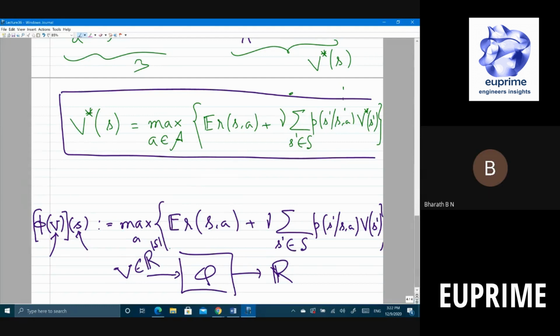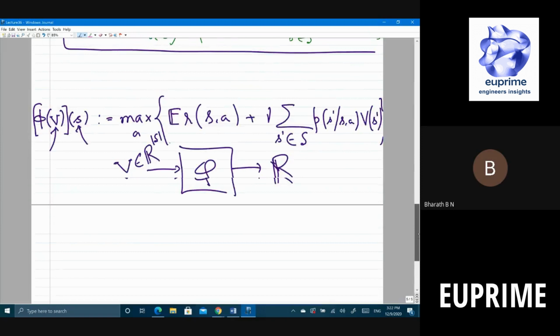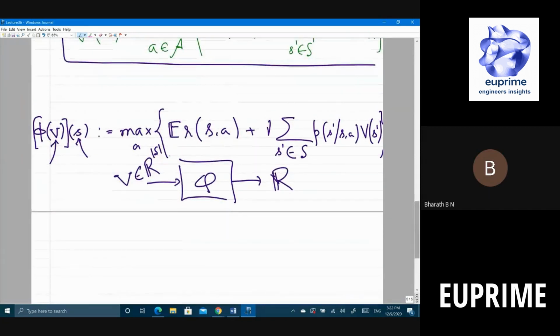Now I can look at this as a function. Give me a value, phi of V will give me a number. Suppose this function is Lipschitz, as I mentioned in the previous class. I can take V0, take phi of V0, then phi of phi of V0, and keep on doing that, hoping that it goes to V star. That's the idea. Now this leads to an algorithm.